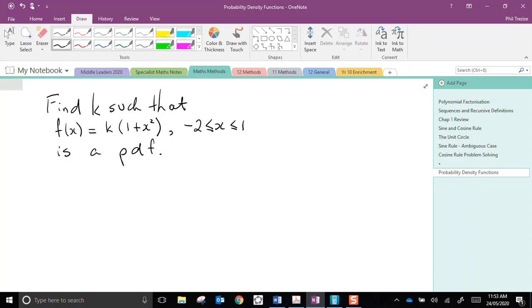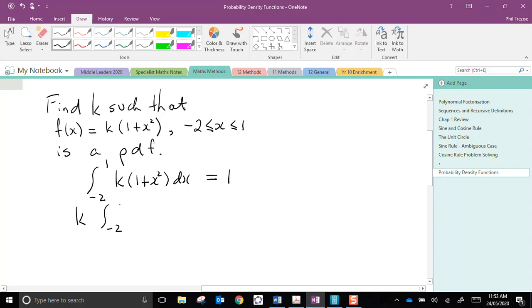Let's move to the integration. We want to integrate from negative 2 to 1. Our function is k outside 1 plus x squared dx. And this time I'm going to say that I know the area has to equal 1. So if I bring k to the front of the integral, that makes my integral a little bit less complex.